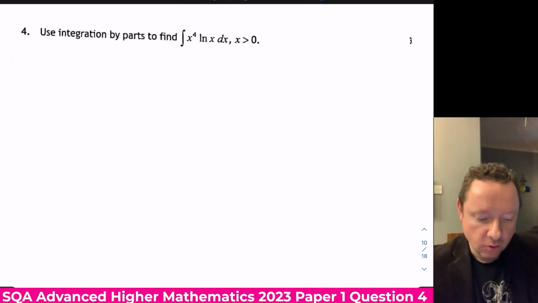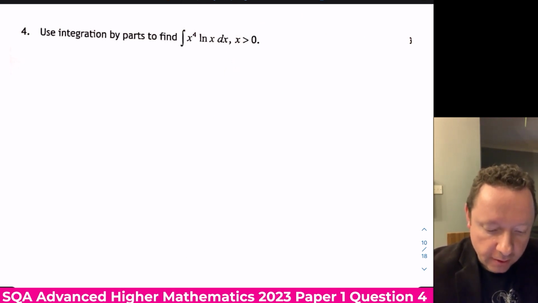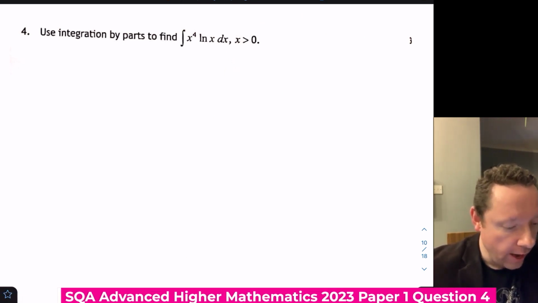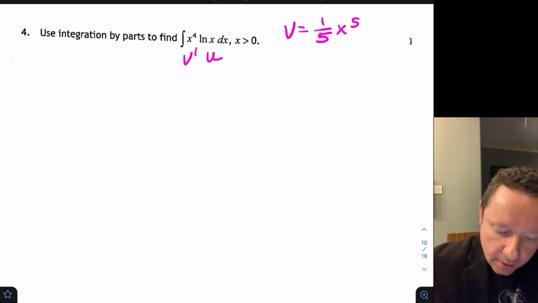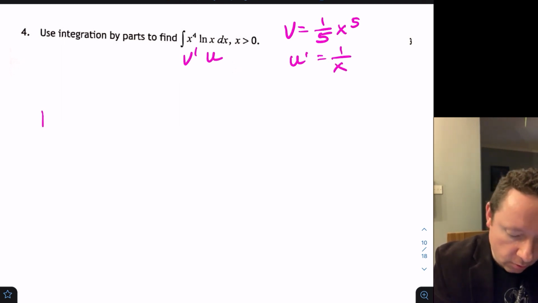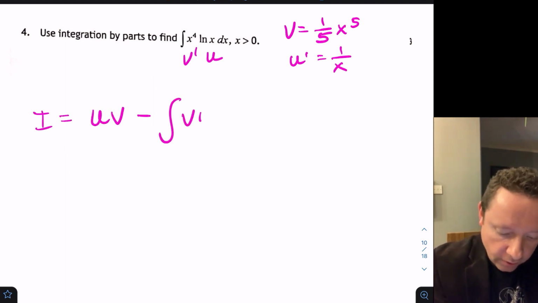SQA Advanced Higher Maths 2023 Paper 1 Question 4. Use integration by parts to obtain the integral of x to the 4 log x. So we'll call this one v dash and this one u. So that means v is a fifth of x to the 5 and u dash is equal to 1 over x. So our integral becomes uv, remember, minus the integral of vu dash.